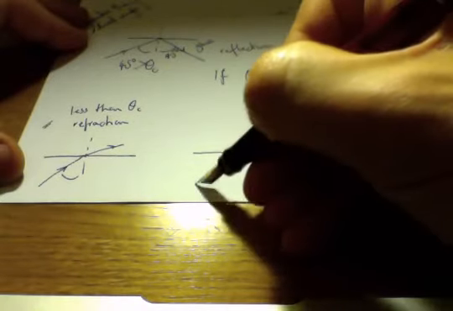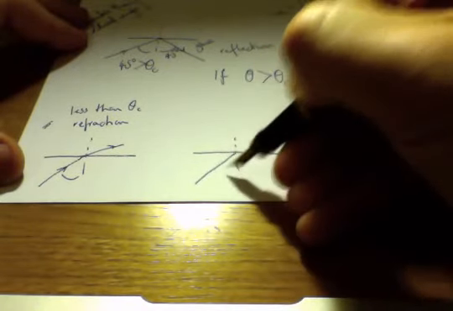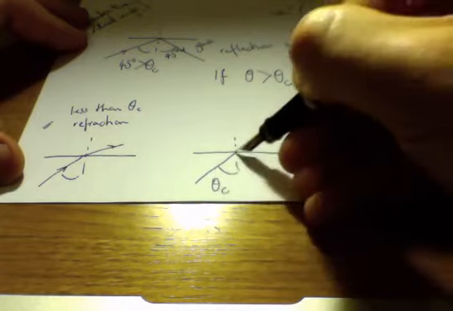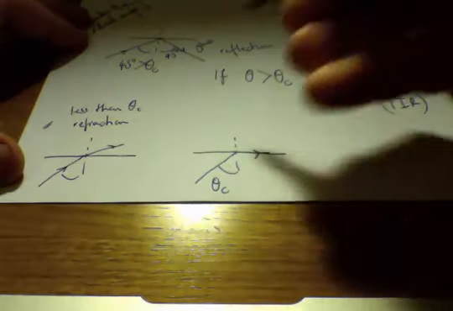Okay, let me just do a quick resume of that. So if the angle is less than the critical angle, you get a refraction. If you're on the critical angle, it refracts at 90 degrees.